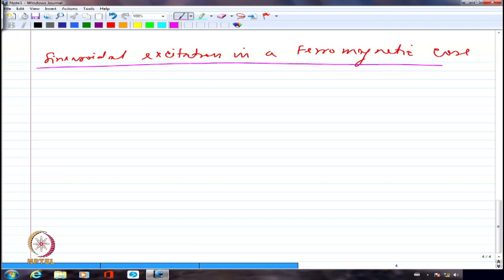So I am looking at basically a ferromagnetic core around which I have wound a coil, and I am essentially looking at exciting that with a sinusoidal voltage. Invariably in any power apparatus you would normally see a sinusoidal waveform being given.